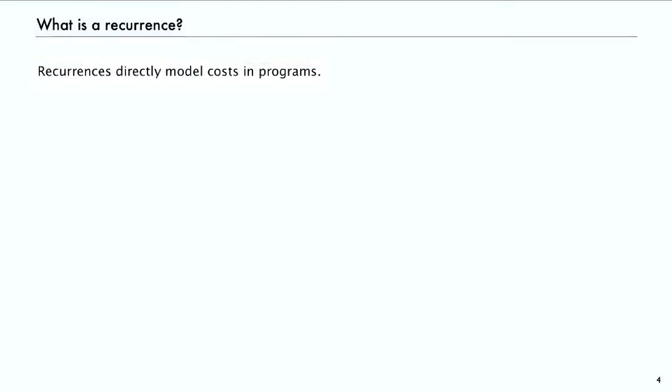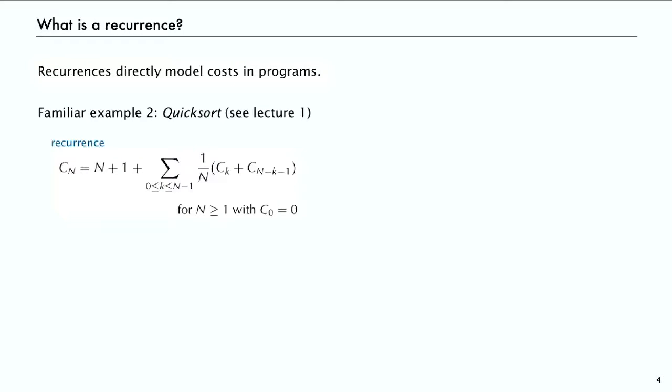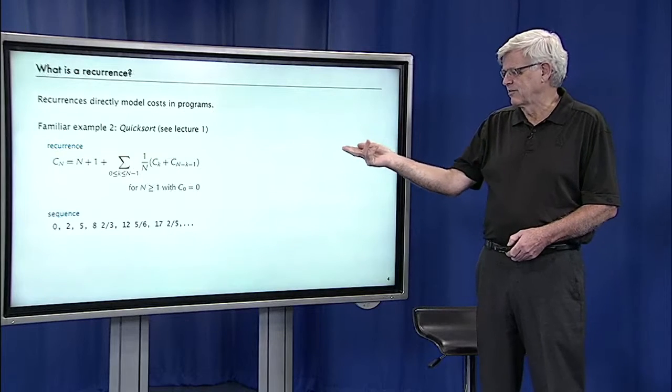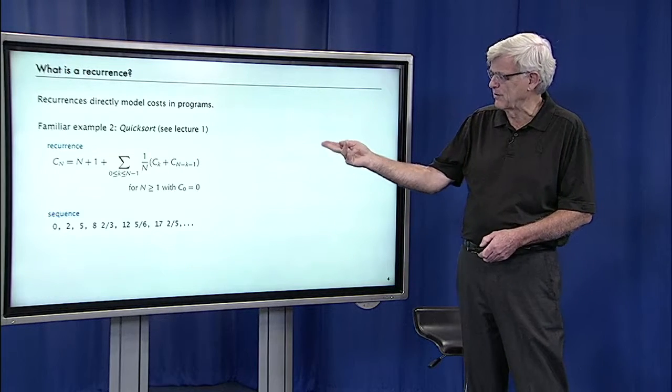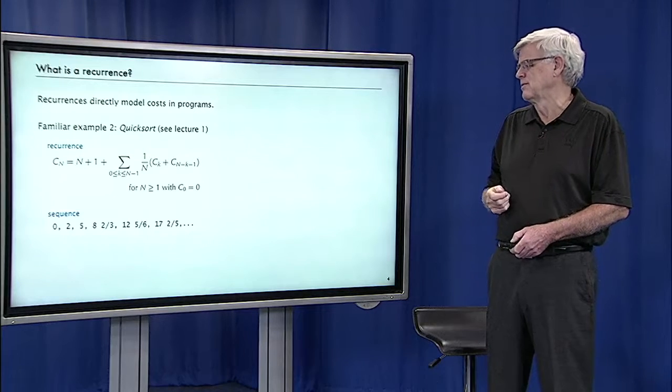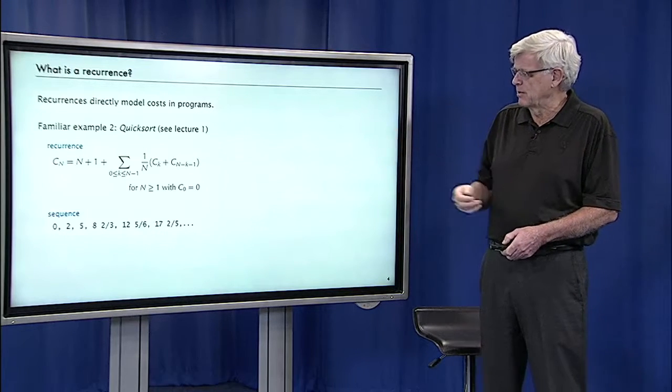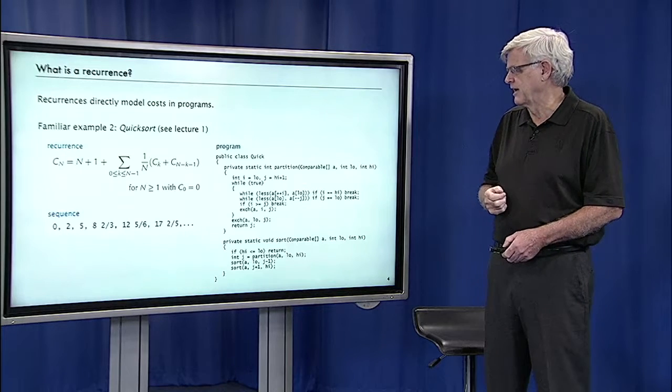Now, as we saw in the last lecture, recurrences directly model costs in programs. For example, we talked about quicksort, and it's a much more complicated recurrence, but it still has the same property that every term in the sequence, in this case the sequence defines the running time of quicksort, or the number of compares taken by quicksort, is defined in terms of earlier terms in the sequence. In this case, the result is not integers, and you can work out that C0 is 0 as specified, C1 is 2, and so forth.